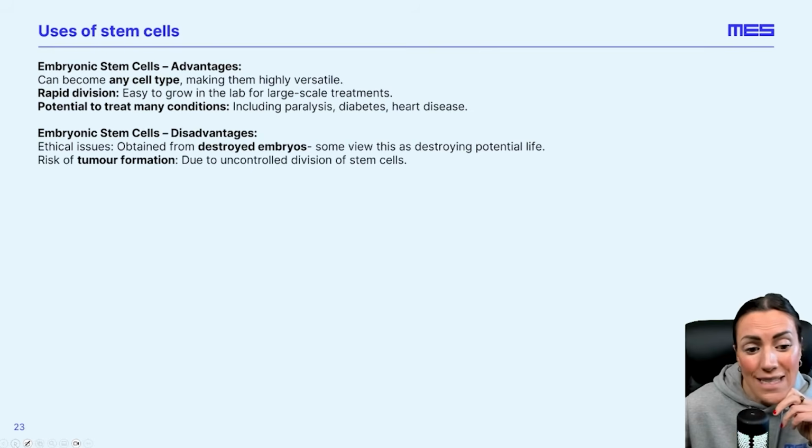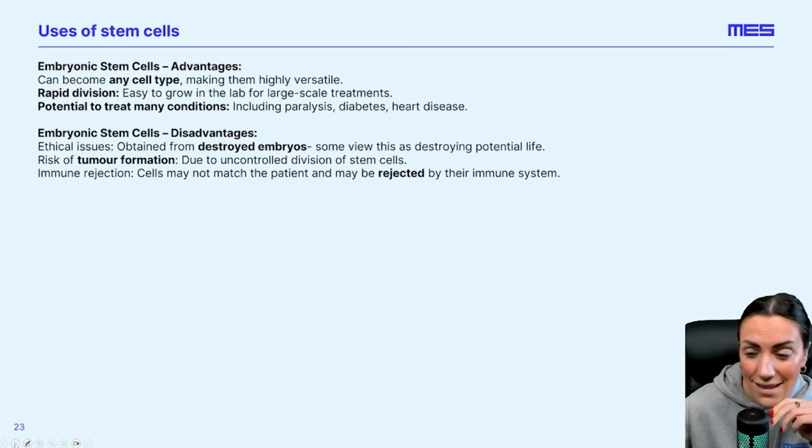Also, because embryonic stem cells divide rapidly, that rapid cell division could lead to tumour formation and possibly cancer. And you've got the problem of immune rejection. So if you're using embryonic stem cells that do not match the patient's cells, then those transplanted stem cells could be rejected and destroyed by the patient's own immune system. So the transplanted stem cells would not be successful.